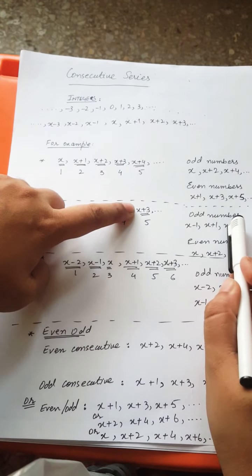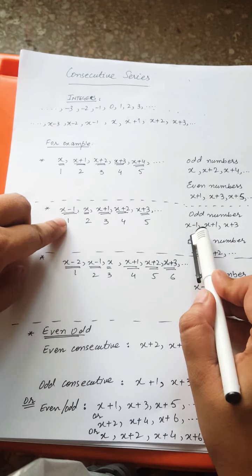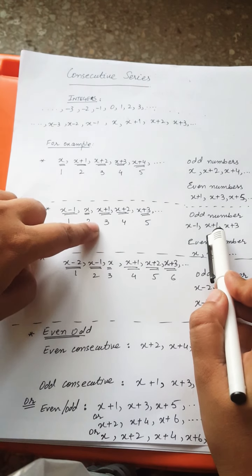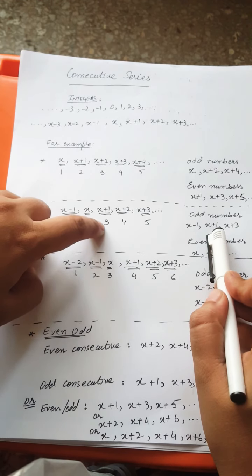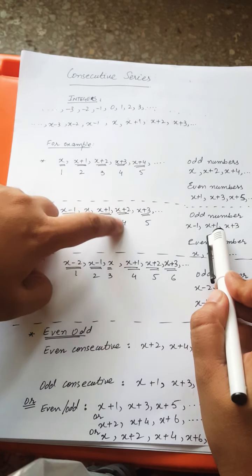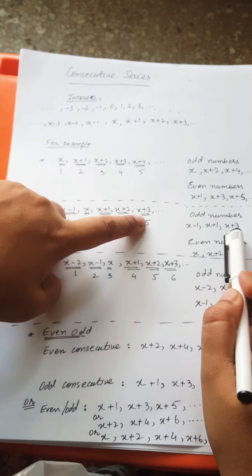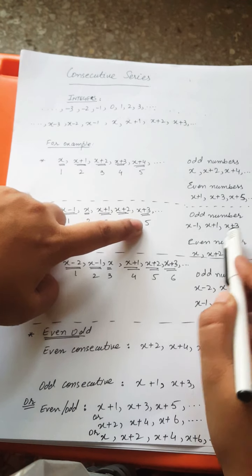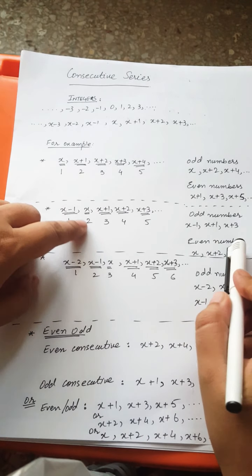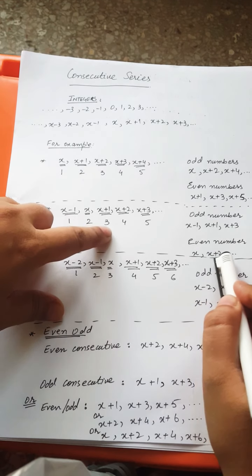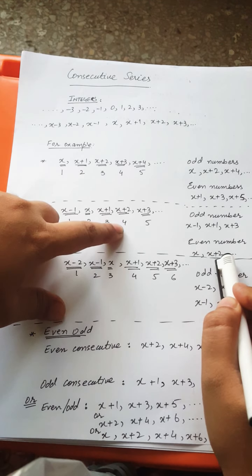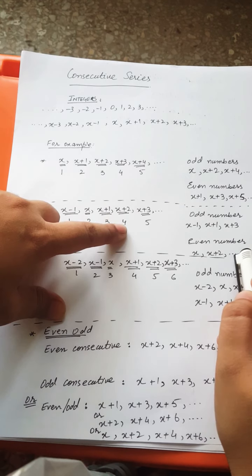Now if we look at the odd numbers, at first place I have x minus 1. Second place is an even number. 3 is the odd number, so x plus 1. Then skip this, this is the fourth place. Then fifth place x plus 3 and so on. If we go for the even numbers, just see, x is at the second place, so it's even. Then fourth place x plus 2 and so on.